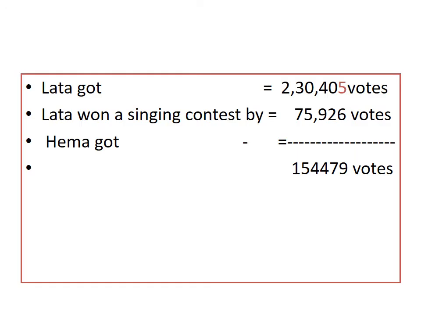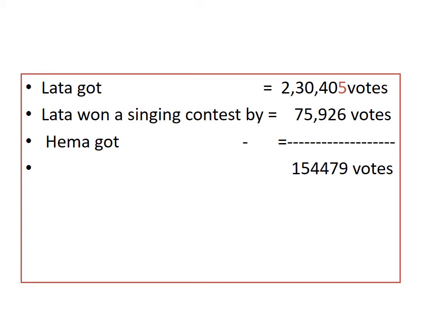Let's start. Lata got 2,30,405 votes. Lata won a singing contest by 75,926 votes. Now you have to calculate Hema's votes. Then Hema's votes are equal to, you have to subtract both. Which number is greater?